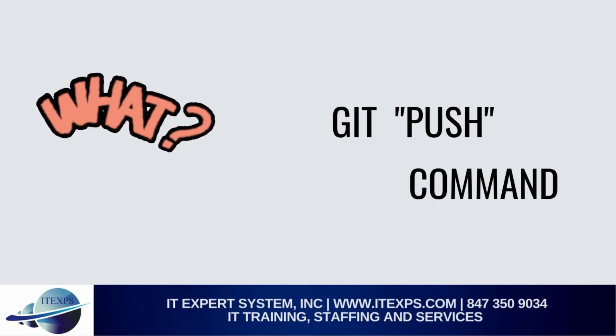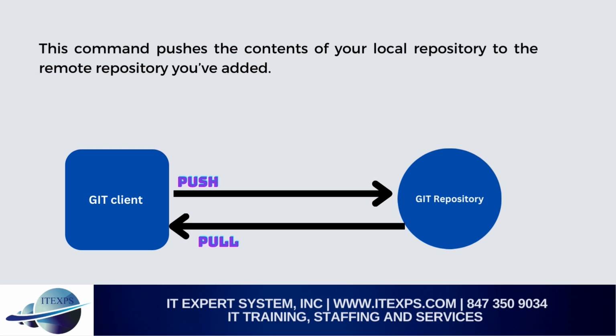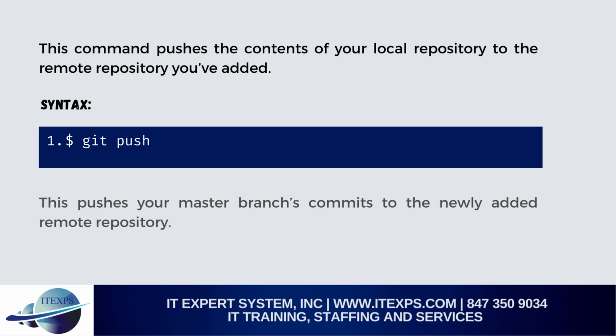Git push command. This command pushes the contents of your local repository to the remote repository you have added. This pushes your master branch commits to the newly added remote repository. If a named branch does not exist in the remote repository, it will be created.